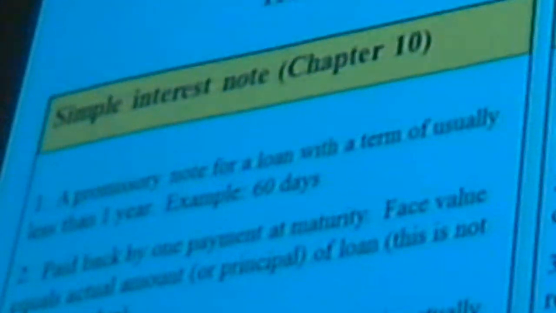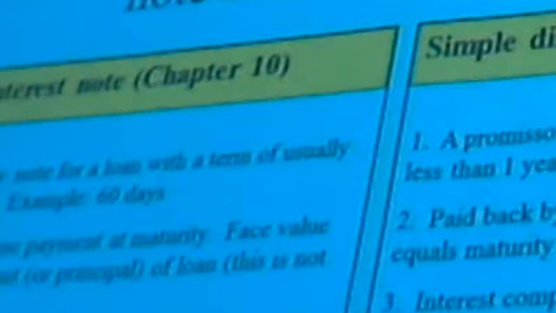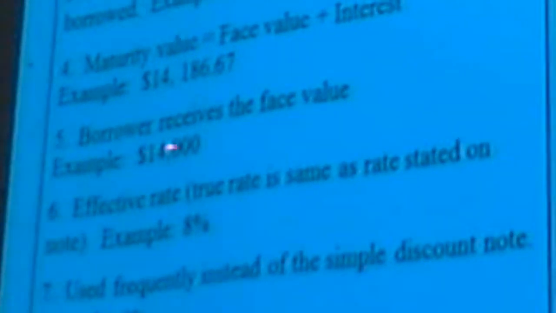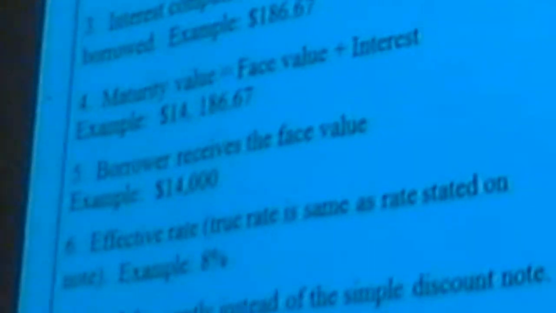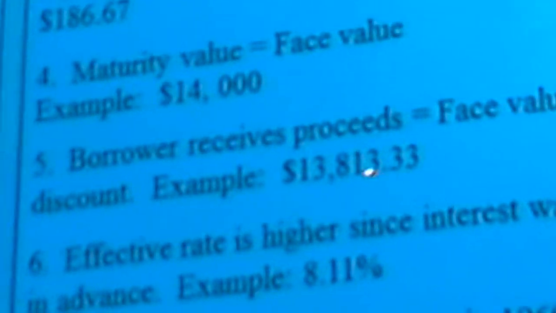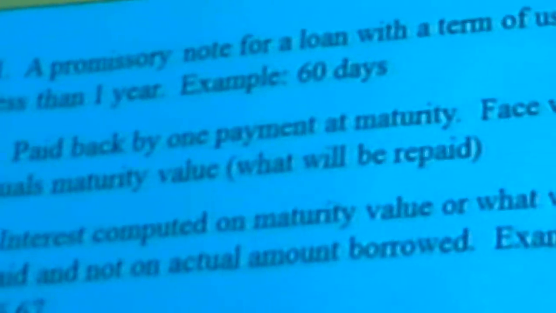Number 6, the effective rate. Yes, that's probably what I was getting up to. Notice right here, the borrower, number 5, receives $14,000 when they borrow $14,000. Under the new chapter, they would receive what? 13,813. Because they take the interest out first, taking out that interest, this 1,880.67, off the top. We talked about this already.